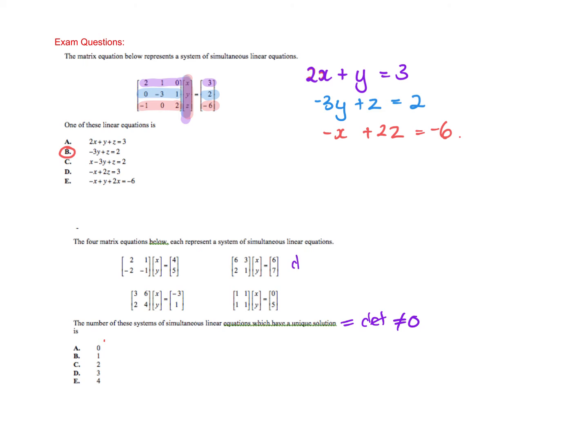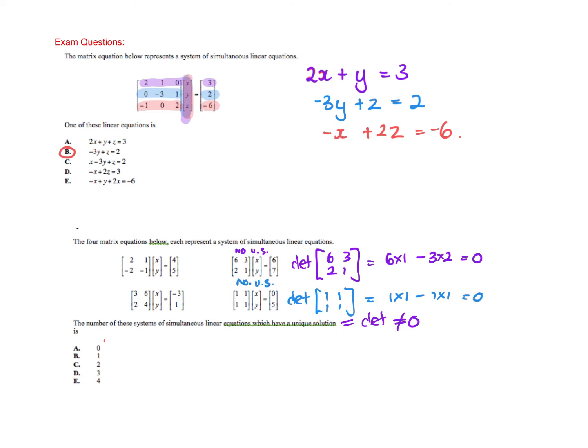So let's go work out the determinant of all these. So the det of this matrix, 6, 3, 2, 1, would equal 6 times 1 minus 3 times 2, which equals 0, doesn't it? So this one has no unique solution. Let me do this one. The det of this would be 1 times 1 minus 1 times 1. So what does that one equal? 0. So no unique solution.